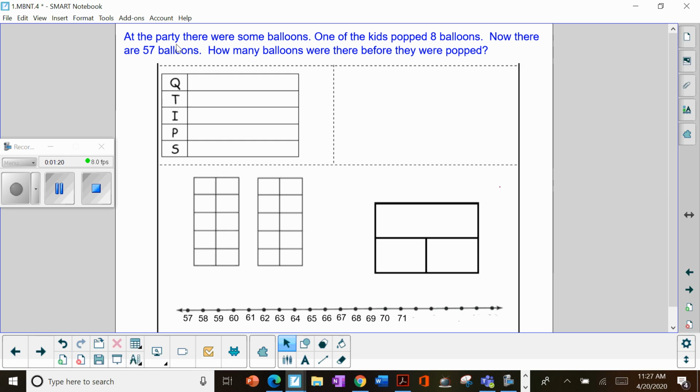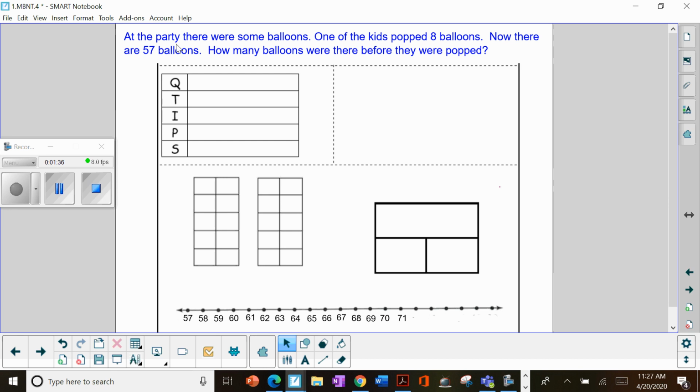At the party, there were some balloons. One of the kids popped 8 balloons. Now there are 57 balloons. How many balloons were there before they were popped?